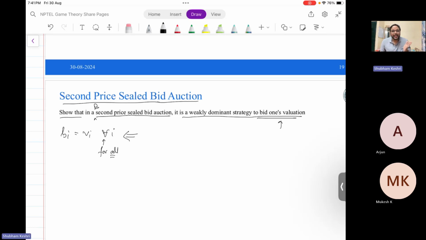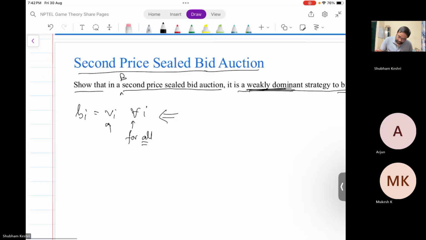We know that b_i equals v_i for all the other players is a Nash equilibrium. Is that all correct? The second price sealed bid auction. Yes, it is equal to 1. Right. Now we will show that it is not just a Nash equilibrium, it is a weakly dominant equilibrium. So it is actually a kind of a dominant strategy. Which dominant strategy? A weakly dominant strategy. Okay. All right. So we will show that.